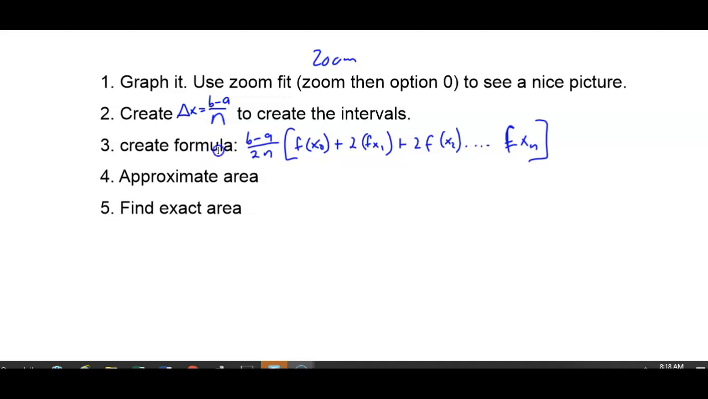Then you want to create your approximation formula: b minus a over 2n, and when you evaluate it, f of the first term, plus 2 times f of the second interval, plus 2 times f of the third interval, and so on until you get to the last interval. Do not multiply that by 2. The first and the last interval, don't multiply those by 2. Doing this will give you your approximation area. After you find your approximation, find your exact area.